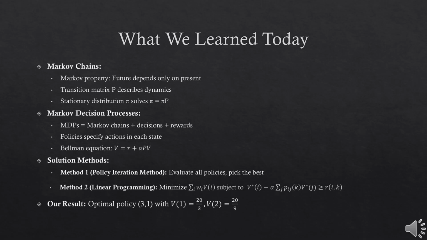Let us conclude with the main lessons from this presentation. We began by introducing Markov chains and the Markov property, which states that future outcomes depend only on the current state. We then extended this idea to Markov decision processes by incorporating actions, rewards, and decision-making. Next, we solved a 2-state MDP using policy iteration and linear programming. Although the methods are very different, both produced exactly the same optimal policy. This consistency demonstrates the strength of the underlying theory and confirms that the optimal strategy is action 3 in state 1 and action 1 in state 2.